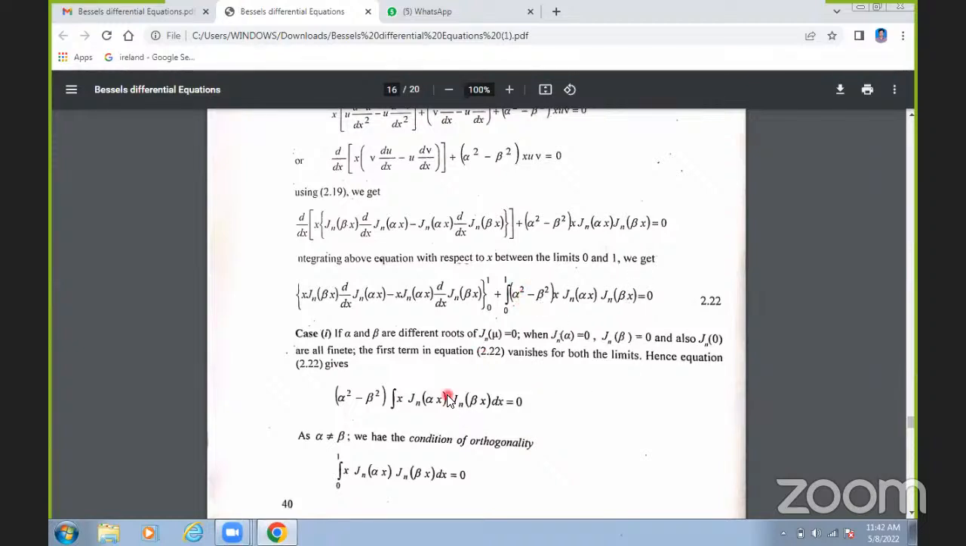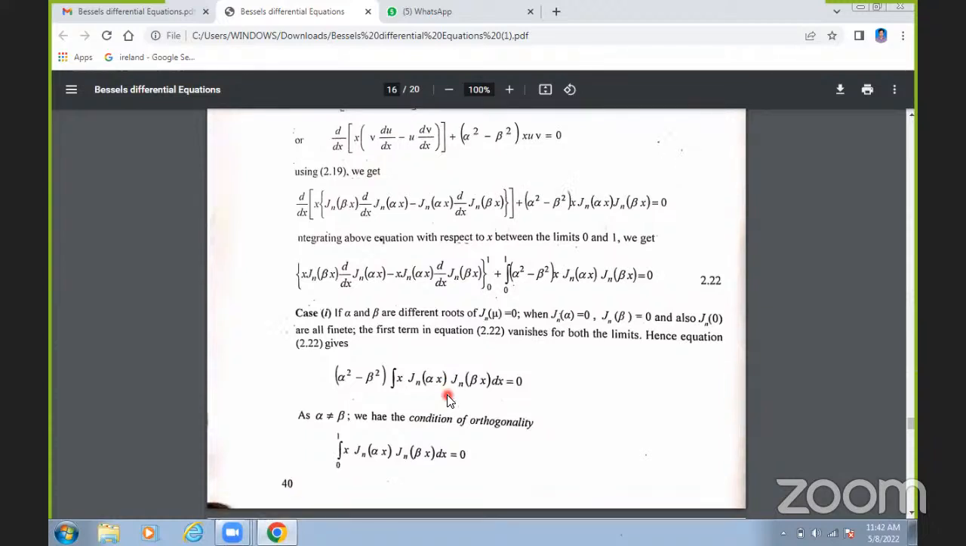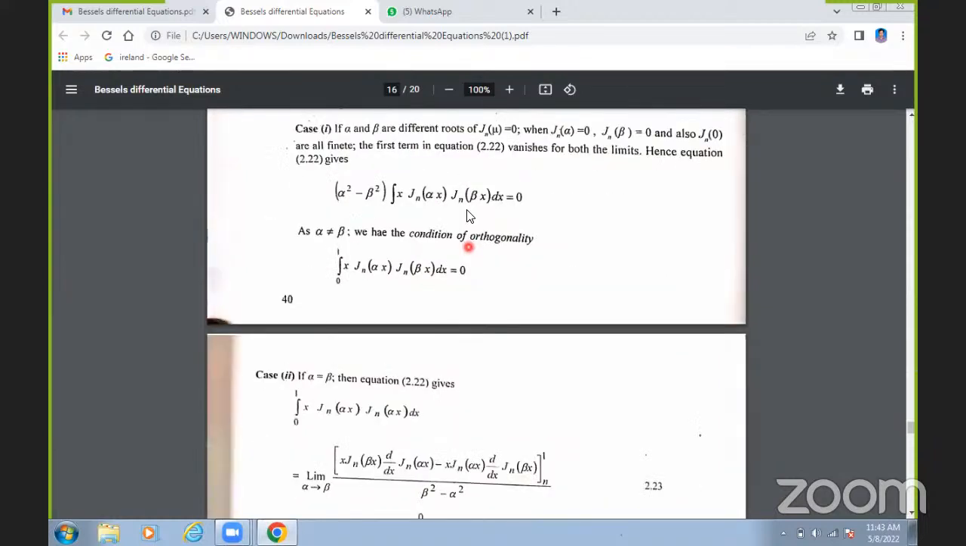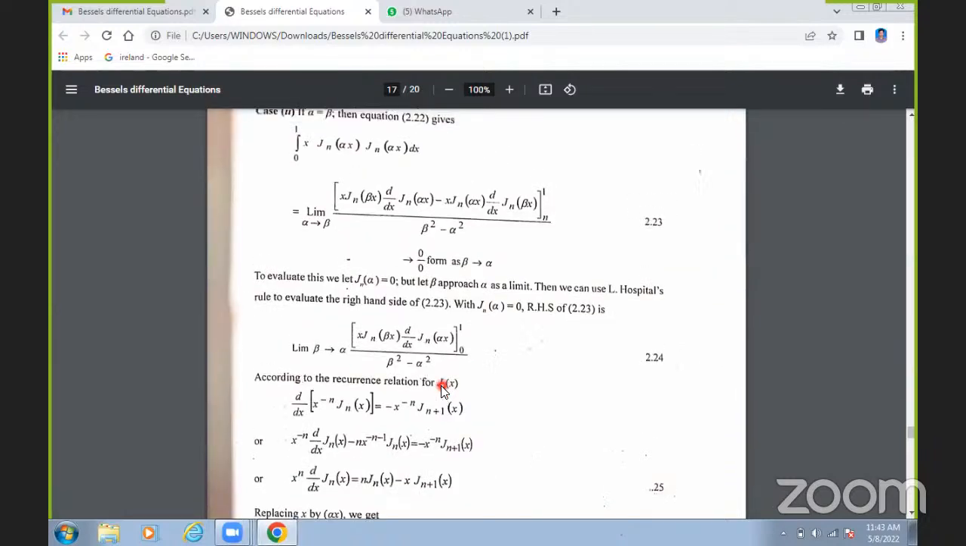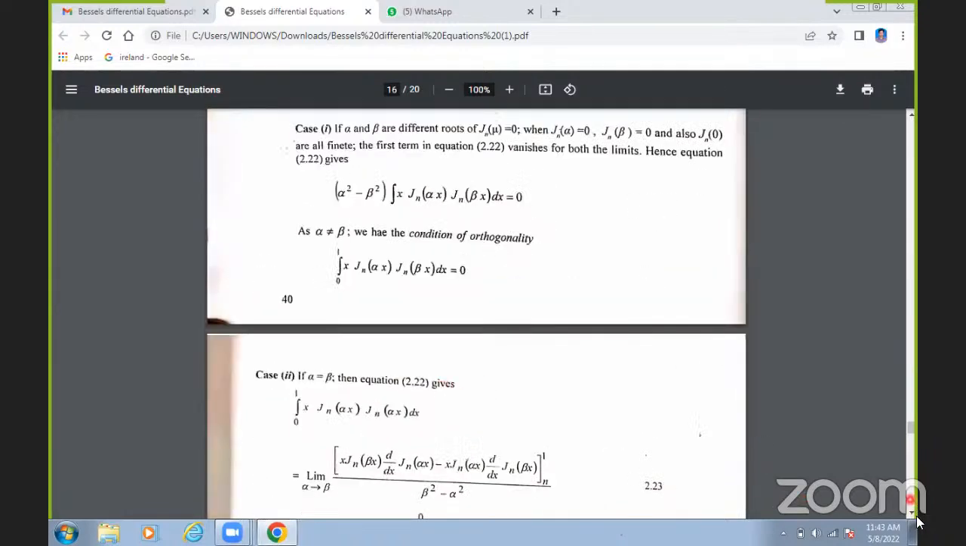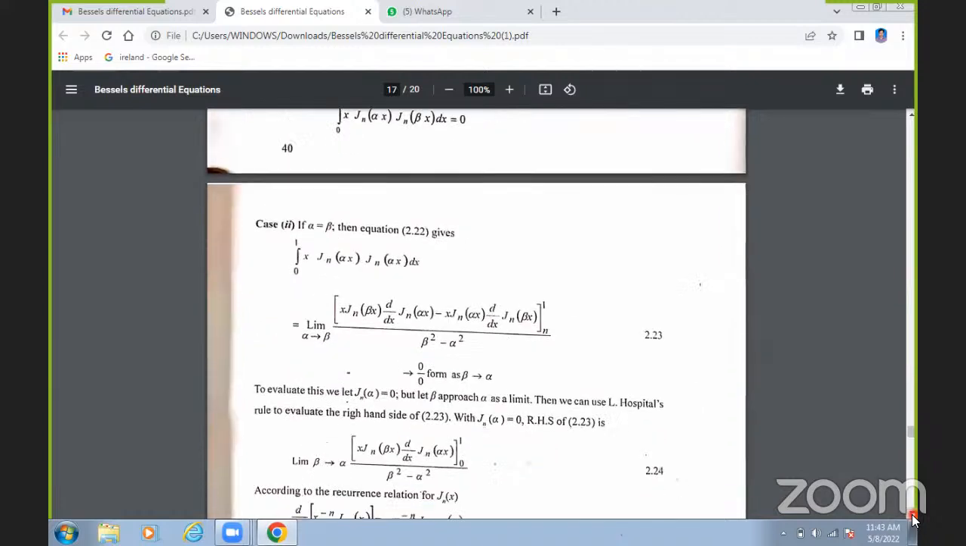Again, as we know that alpha is not equal to beta, therefore this equation we can write as the integral of x Jn of alpha x, Jn of beta x. Since alpha and beta are not equal, we are going to get this equal to 0. So this is condition one we have got. And similarly, by taking the condition alpha is equal to beta, we are going to get this equation.